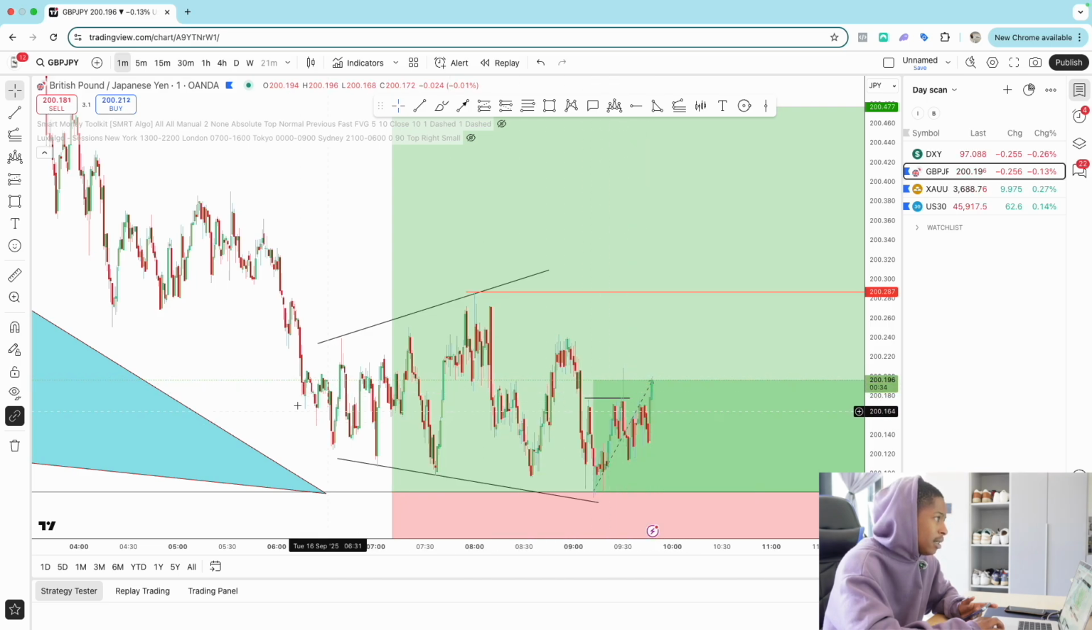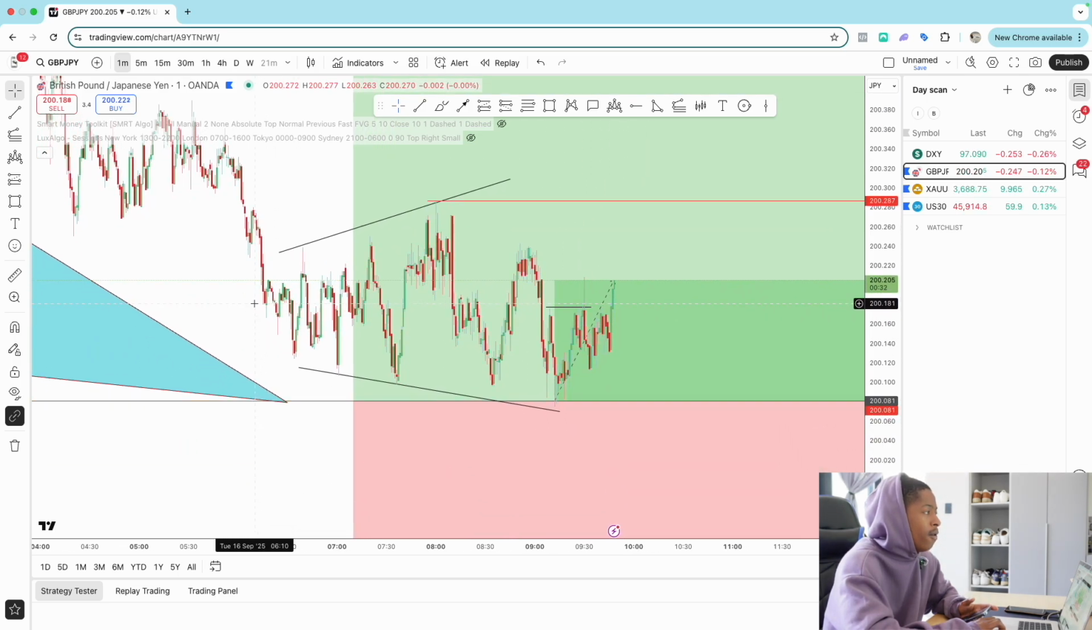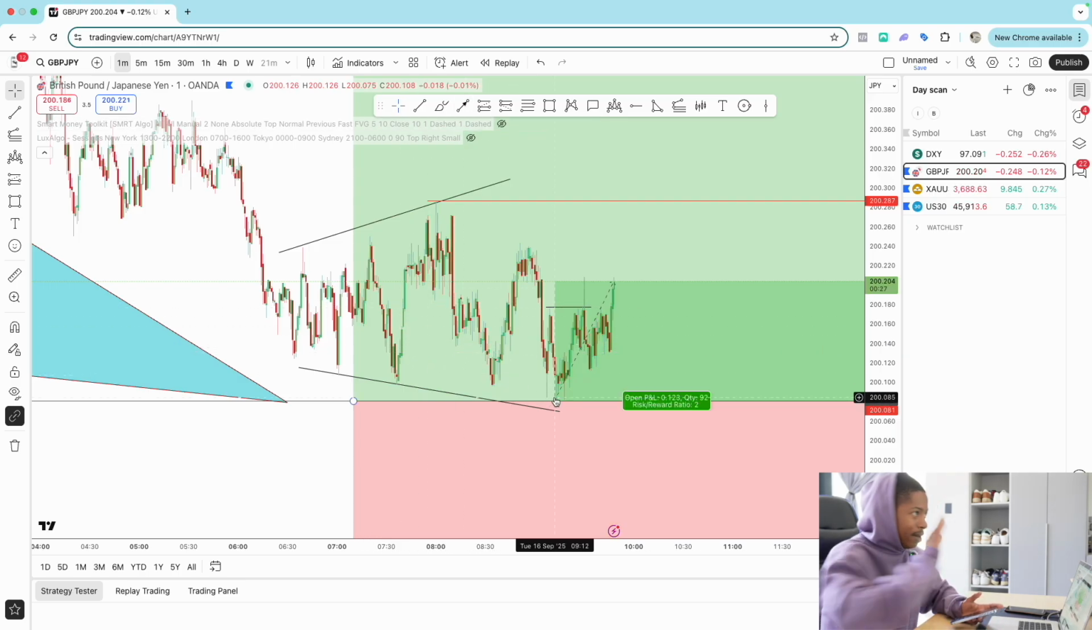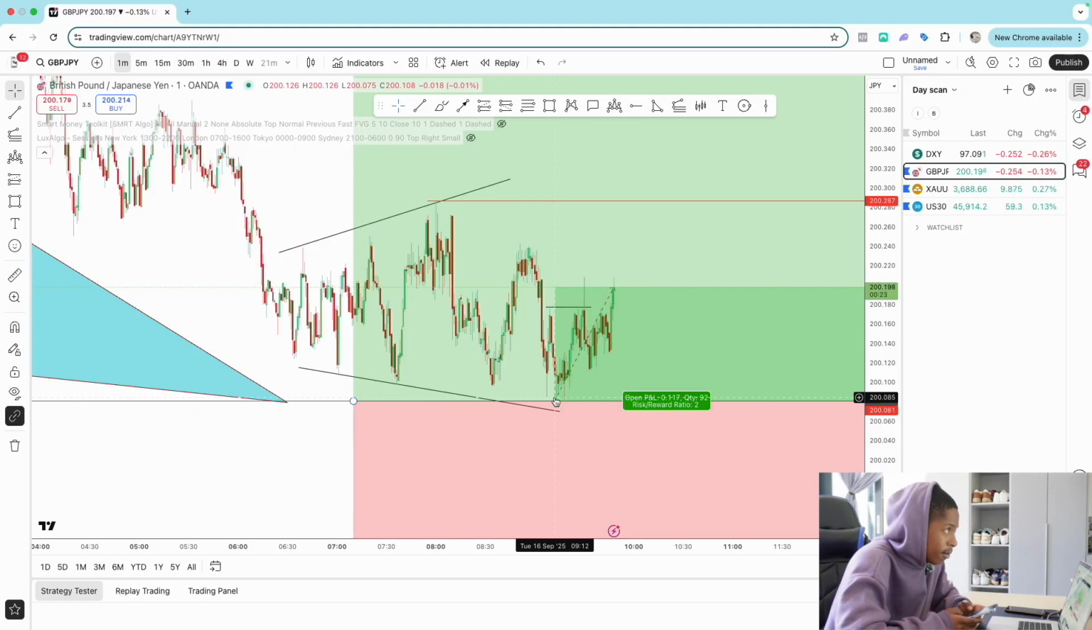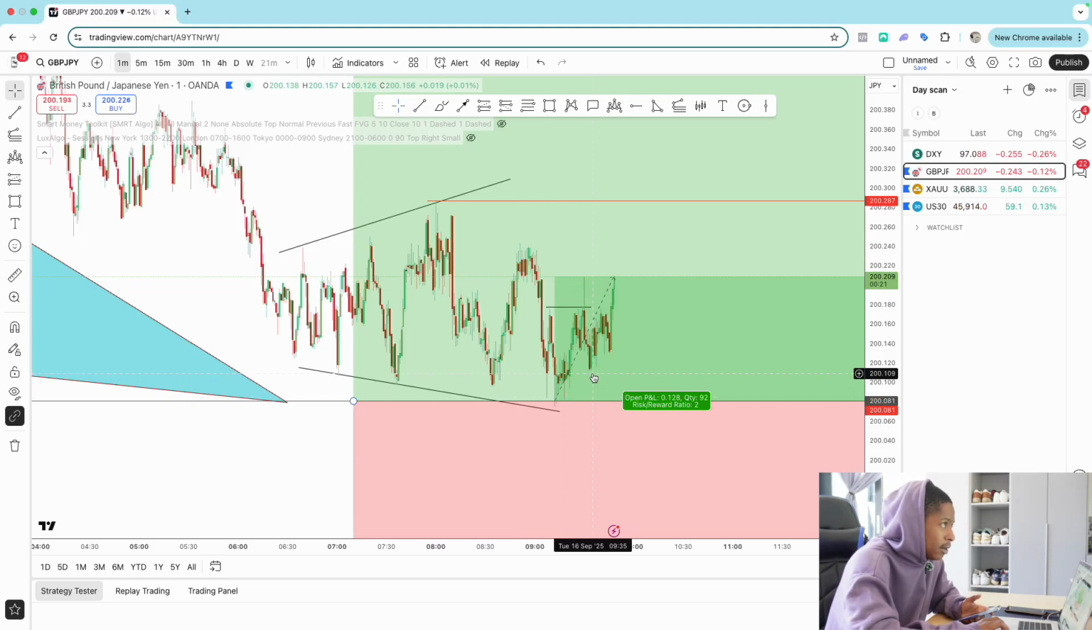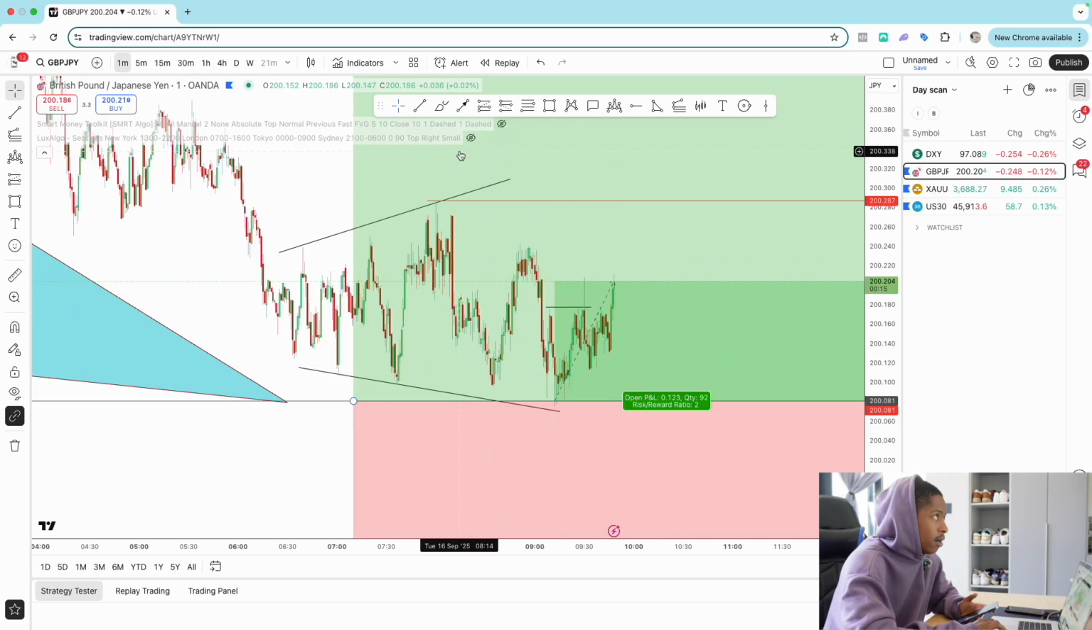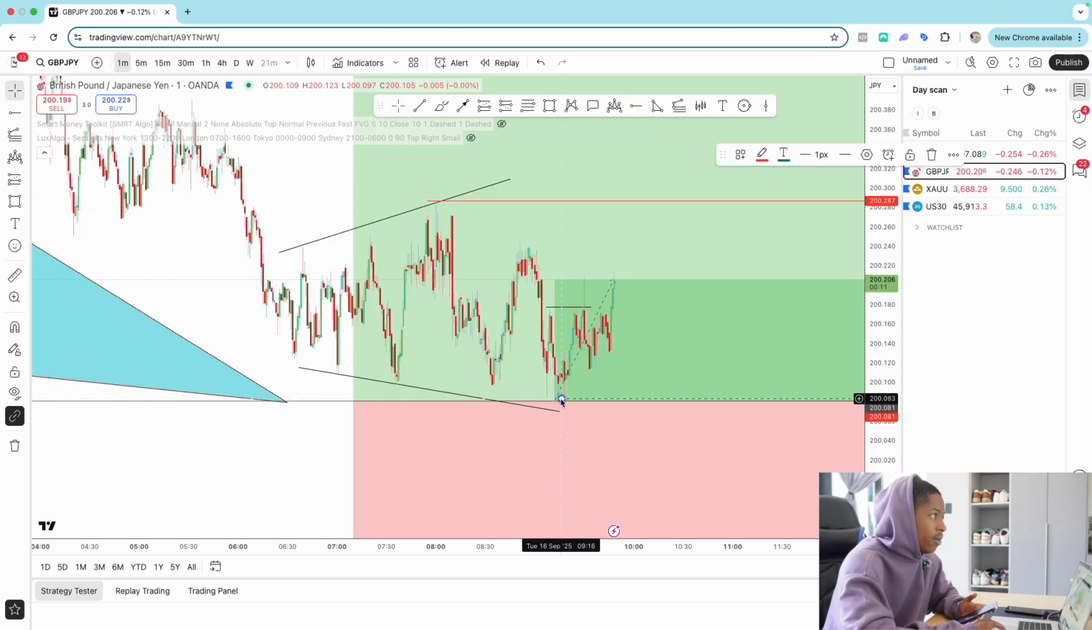But yeah, you see here, this is what we wanted, to see price closing above here. So now that price has closed above here, what I'm going to do is move my stop loss to literally break even. 100% remove all risk. Because anyways, price can still go down here. So I'm just going to come here and move my stops to break even, like here. That's where my stop loss is going to be.